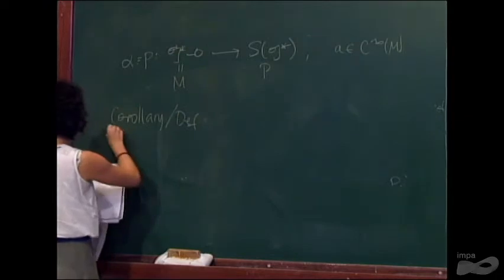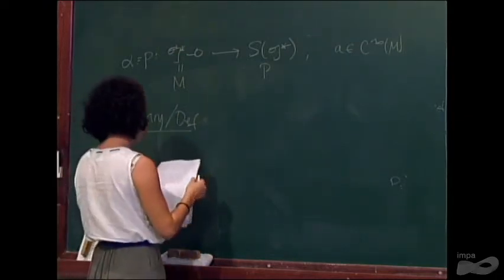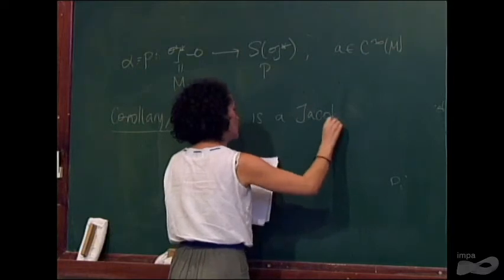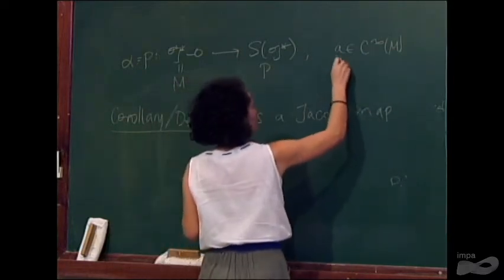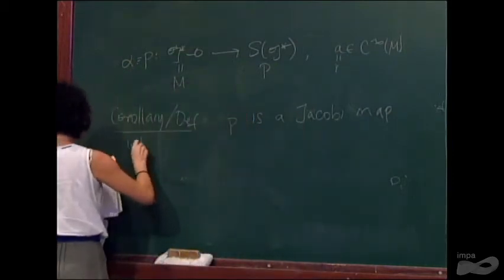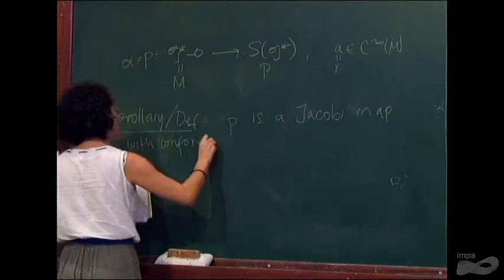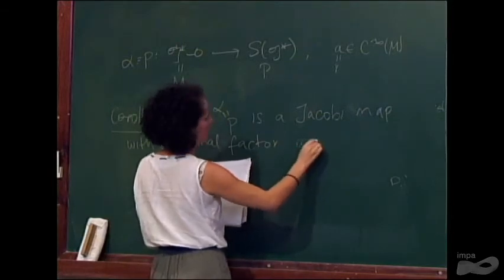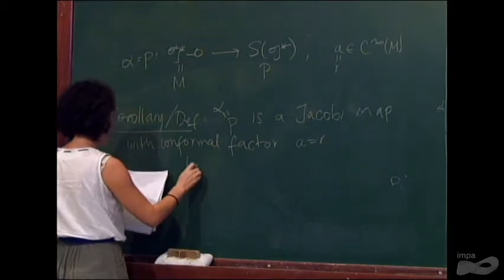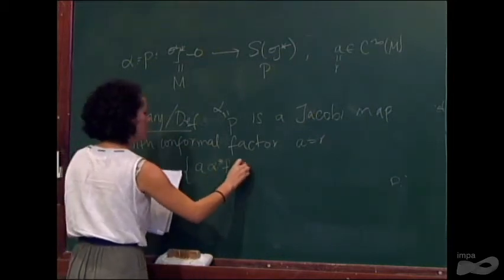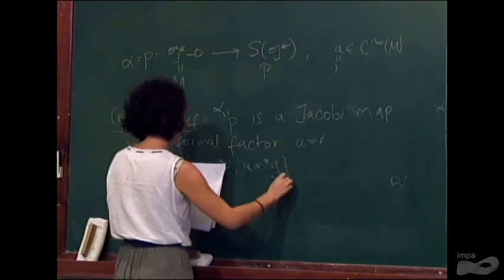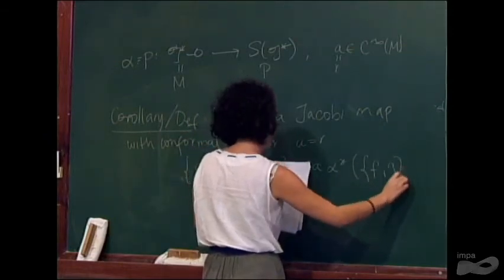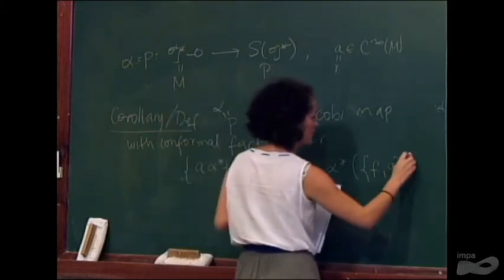definition, which is that this P is a Jacobi map with conformal factor A equal to R in this case, which means that A times alpha star of F, A times alpha star of G, is equal to A times alpha star of the bracket. And here it's on P. This is on M, and here is on P.